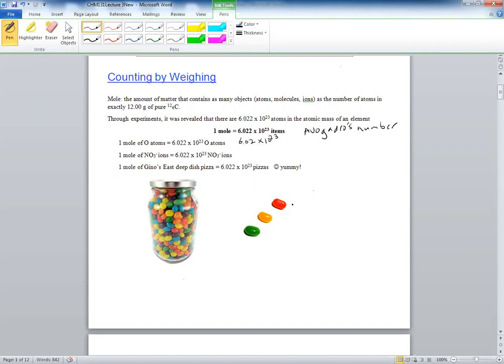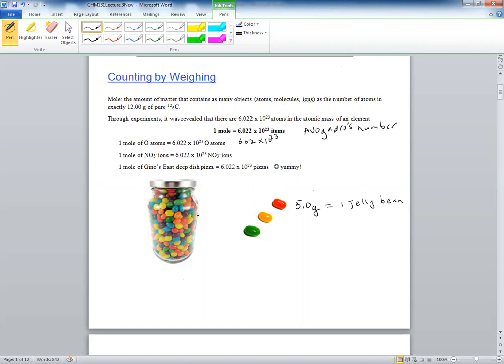Let's say I pick out a jelly bean and I'm just going to weigh one of them. All the other ones roughly weigh the same. Atoms weigh the same unless they have, of course, different isotopes. But the differences are very, very small. Let's say this gives you 5 grams for this jelly bean. So 5 grams is 1 jelly bean.